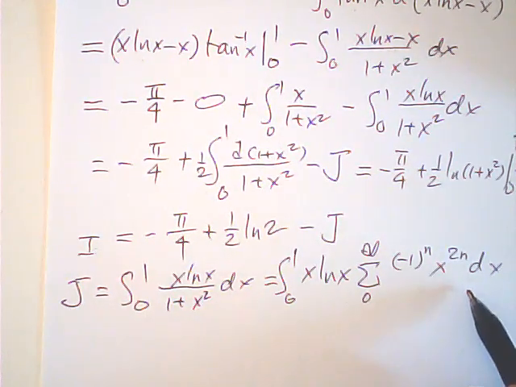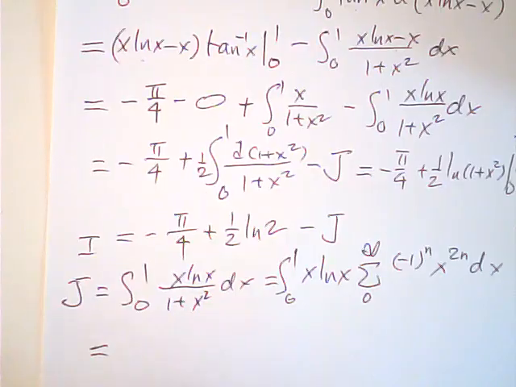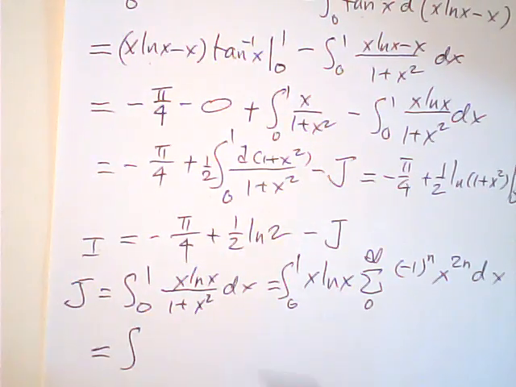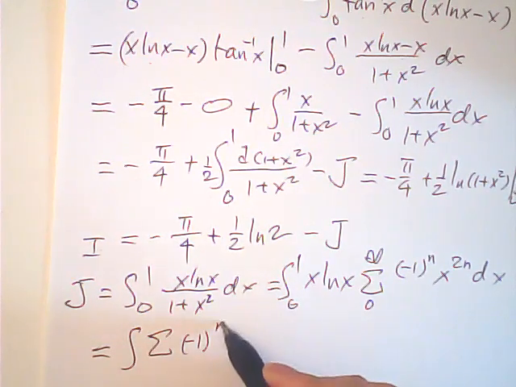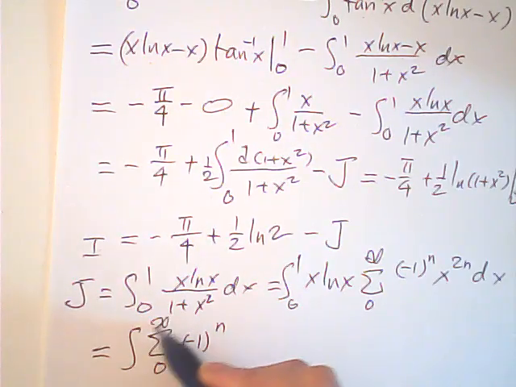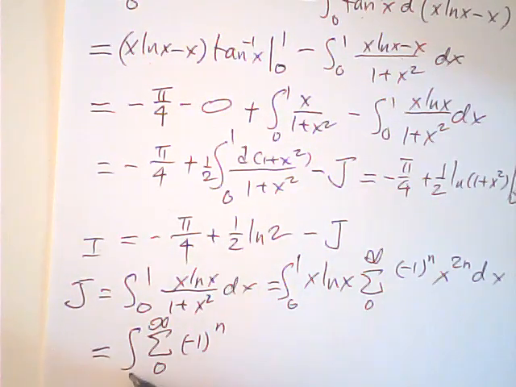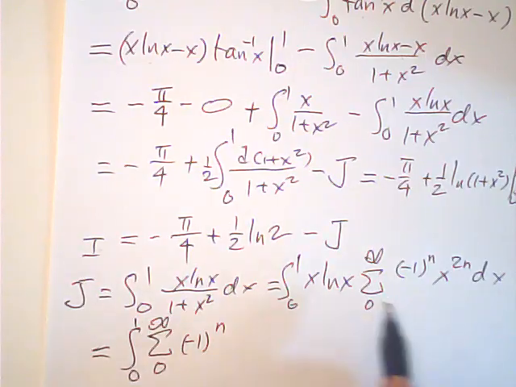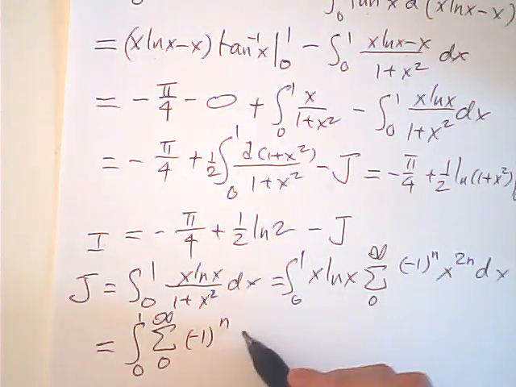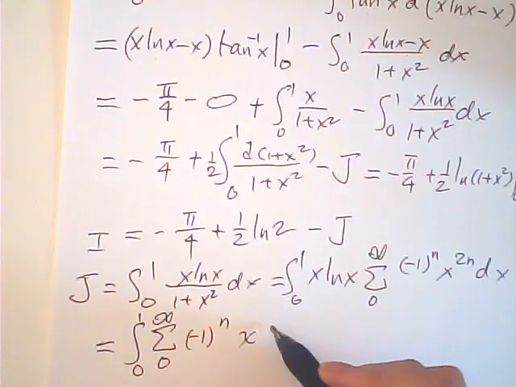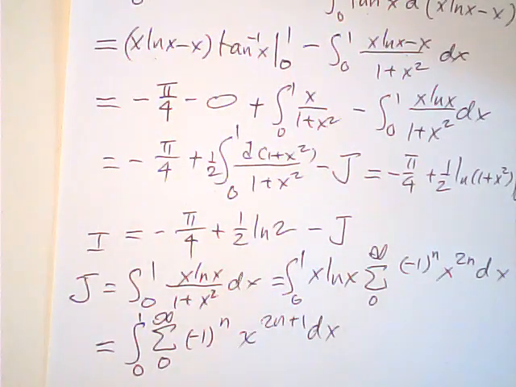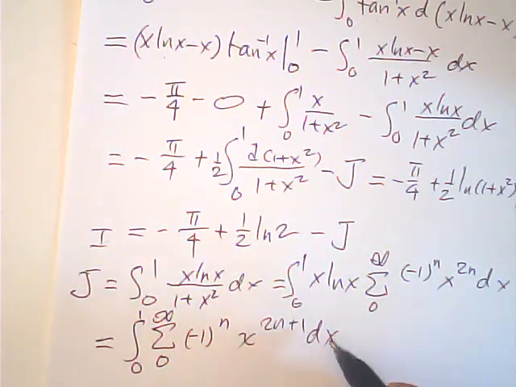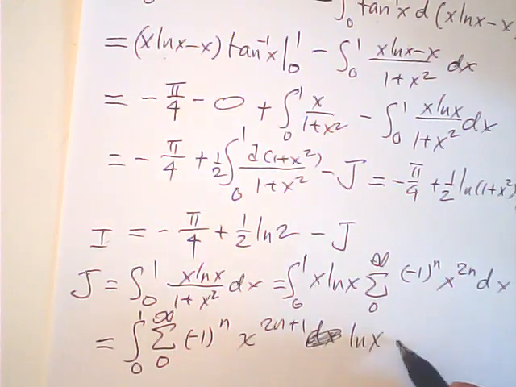So my integral becomes the integral, sigma notation, negative 1 to the n, from 0 to infinity, 0 to 1. This becomes x to the 2n plus 1, dx. No, there's a log x. Sorry.